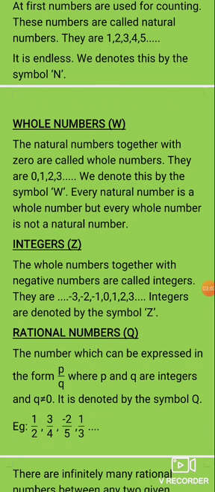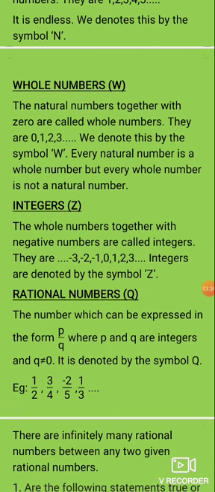The next type of numbers, what? Rational numbers, that also we know very well. The number which can be expressed in the form p by q, where p and q are integers and q is not equal to 0, is called a rational number. It is denoted by the symbol Q. Some examples: 1 by 2, 3 by 4, -2 by 5, 1 by 3, etc. Where p and q are what? Integers.